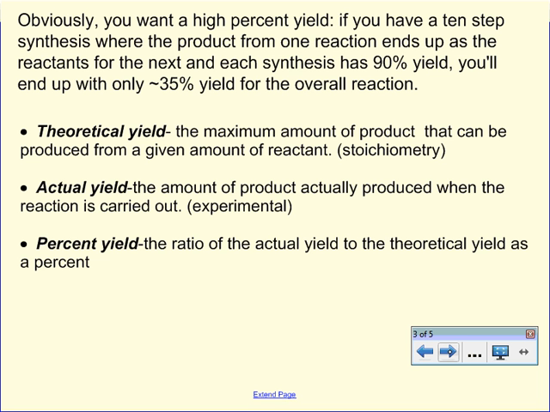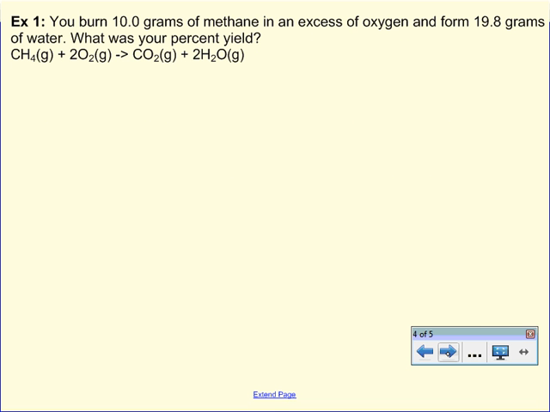So, a couple of things. Theoretical yield is the maximum amount of product that I can get from a given amount of reactant. Actual yield is what I get from the experiment. And percentage yield is the ratio of the actual yield to theoretical yield as a percentage. So let's take a look at a calculation.